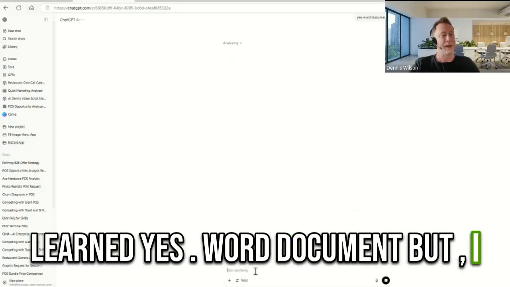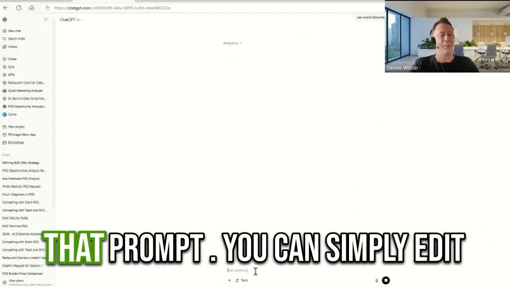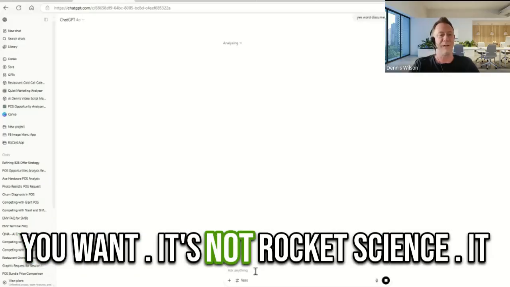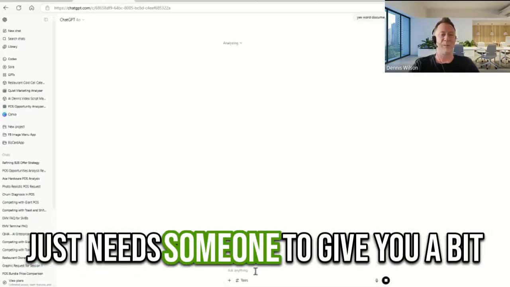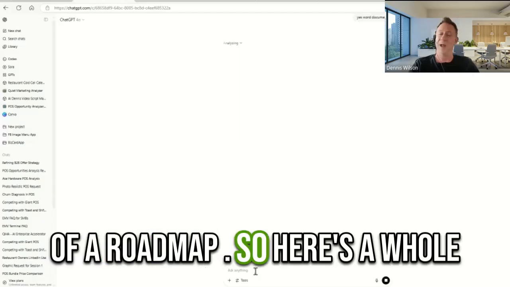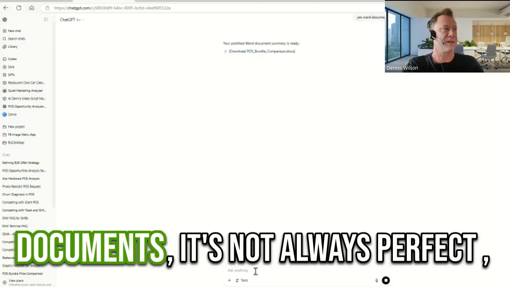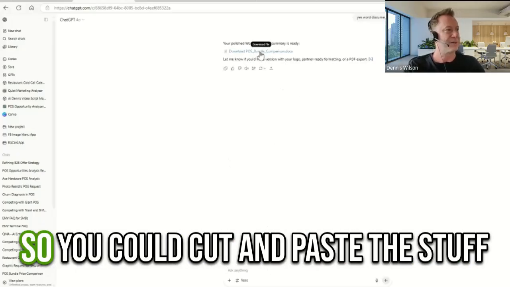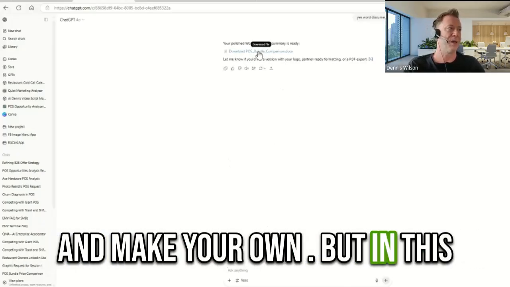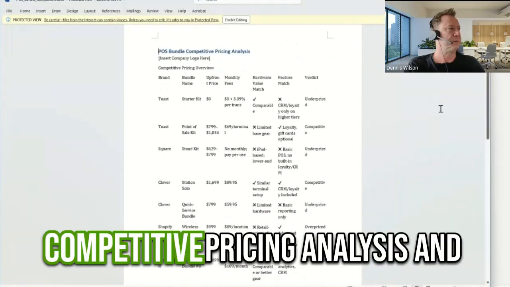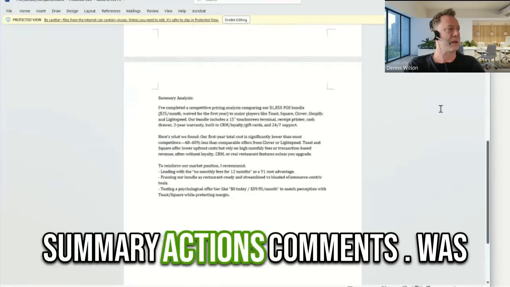Word document. But as you guys can see, I give you that prompt. You can simply edit that prompt to make it do whatever you want. It's not rocket science. You just need someone to give you a bit of a roadmap. So here's a whole bunch of roadmaps. And admittedly, when it comes to making Word documents, it's not always perfect. So you could cut and paste the stuff and make your own. But in this case, we'll just see what it actually came up with. And here we go. Competitive pricing analysis and summary actions.